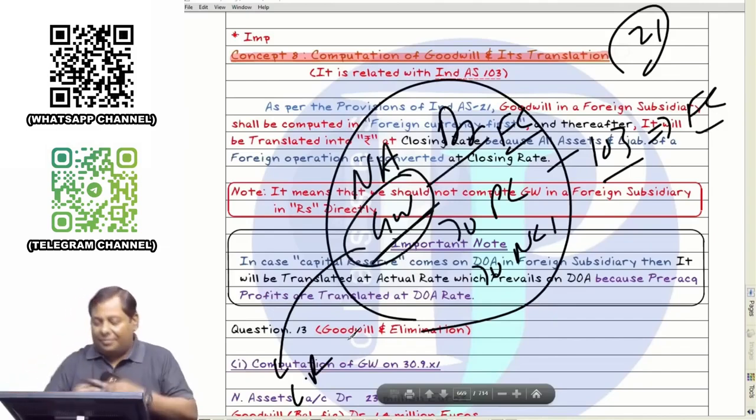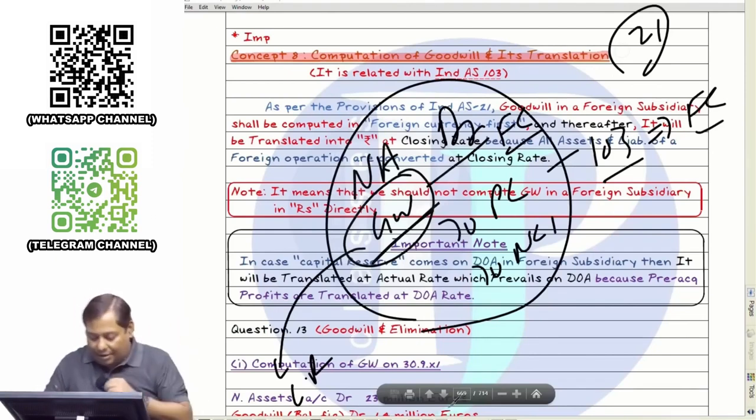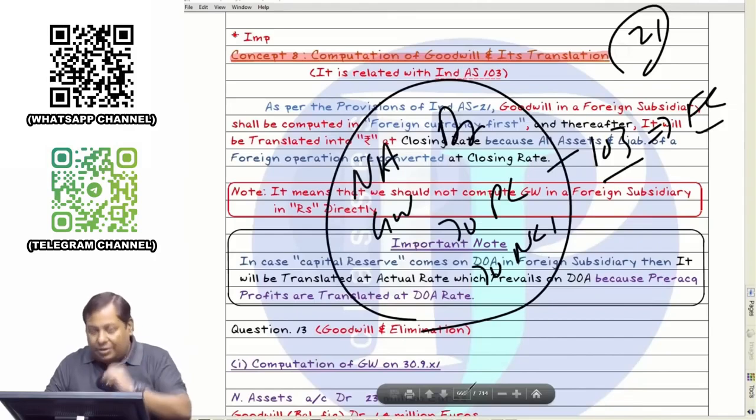Let me tell you one more thing. Goodwill was calculated in foreign currency using the closing rate. Remember the concept of bargain purchase?